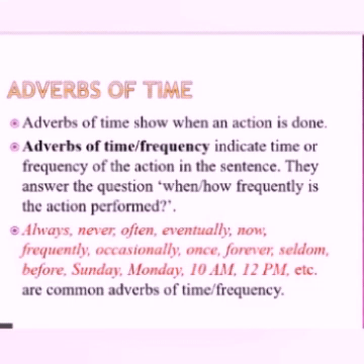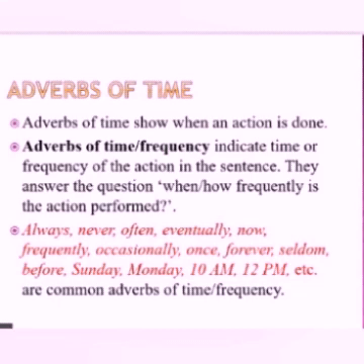Here each adverb gives the answer to a question. Adverbs of manner give the answer for how, adverbs of place give the answer for where, and adverbs of time, obviously, give the answer for when. Adverbs of time show when an action is done. Adverbs of time or frequency indicate the time or frequency of the action in the sentence. They answer the question of when or how frequently the action is performed.